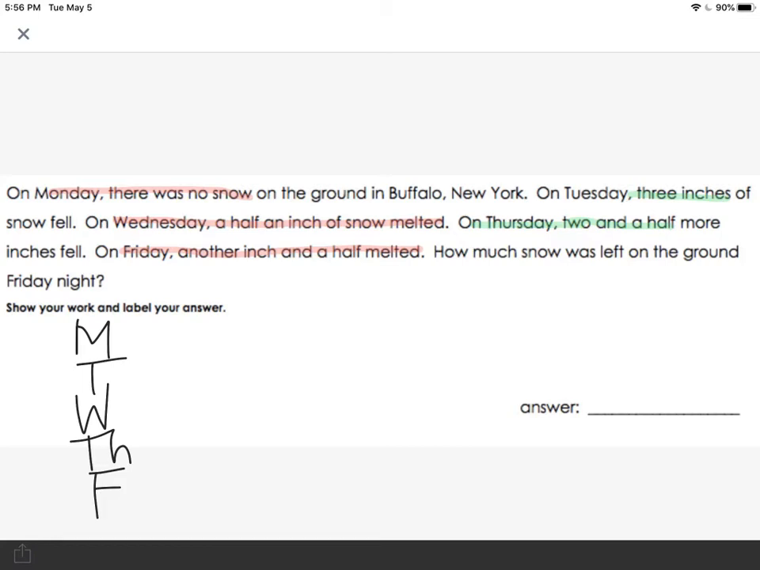So Monday, we started just with nothing, so I'm just going to put 0. On Tuesday, we added 3 inches. On Wednesday, we lost 0.5 inches. 0.5 is the same as half. On Thursday, 2.5 more inches fell, so that was adding 2.5. And on Friday, another 1.5 inches melted. All right, so I know that I'm going to be taking all these steps in this order because that's the way it happened that week.